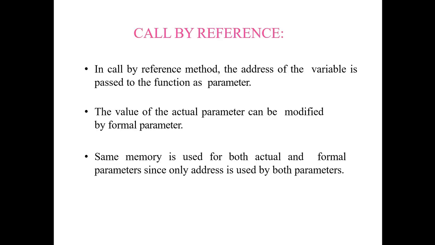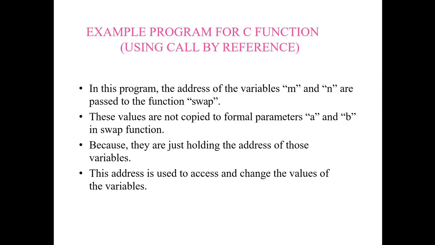And then call by reference. In call by reference, instead of passing the value, we pass the address of the variable to the function. The value of the actual parameter can be modified by the formal parameters. The same memory is used for both the actual and formal parameters. That's why the values can be changed. It results in permanent changes.